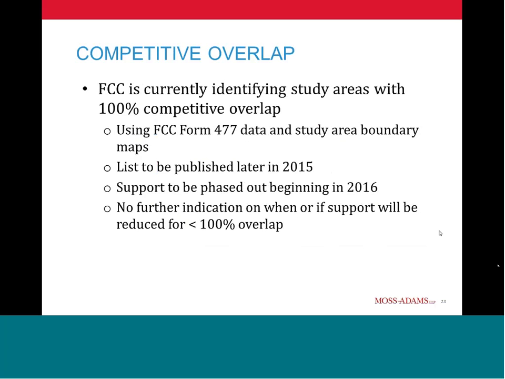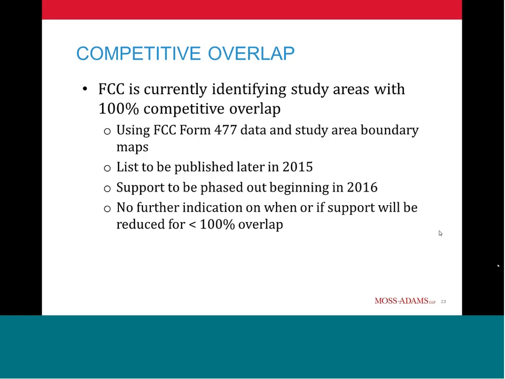So the last topic I wanted to talk about was competitive overlap. I've had a lot of questions coming in, a lot of people concerned with what's currently going on related to competitive overlap. And there are two different things that I want to discuss here in relation to it. The first is the FCC is currently identifying study areas that they believe to have 100% competitive overlap based on information that they're seeing from the FCC Form 477, as well as the study area boundary maps that have been submitted to the FCC. So they're doing an overlay of those two and saying, hey, here are the study areas that we believe to be at or near 100% overlap.